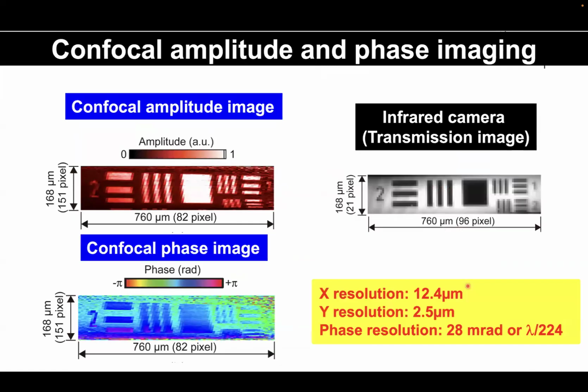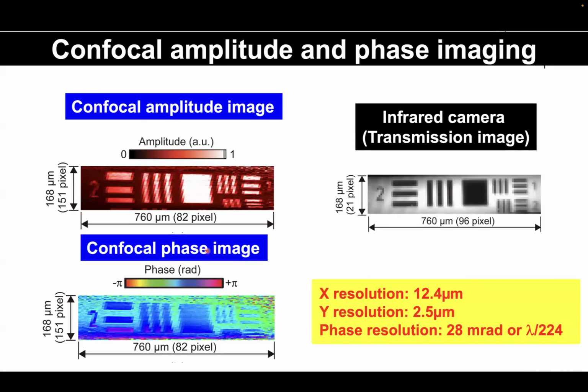Left shows a resulting confocal amplitude and phase image. For comparison, we also acquired a transmission image of the sample area of the test chart by an infrared camera. These three images were in good agreement with each other. However, the image contrasts were different to each other. The confocal amplitude image reflects the reflectivity of the test chart, and its contrast is inverse to the transmission image.